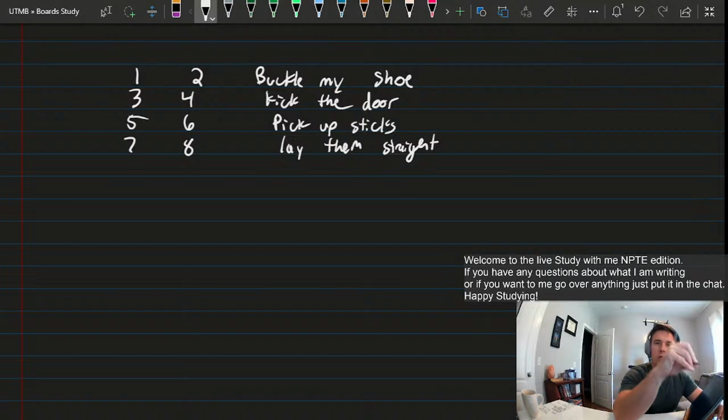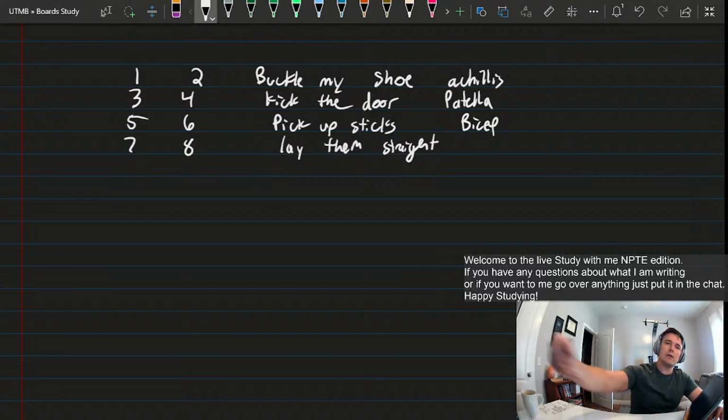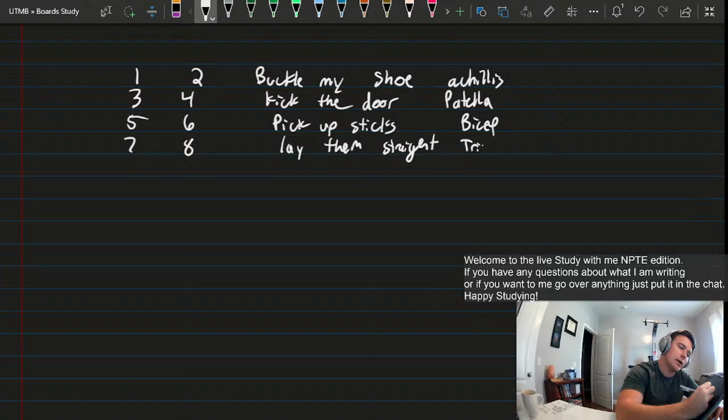This is going to be, of course, your Achilles. Kick the door, which is your quad, so your patella. Pick up sticks. To pick up sticks, you have to use your bicep. So this is the bicep. Lay them straight is elbow extension. So this is going to be your tricep.